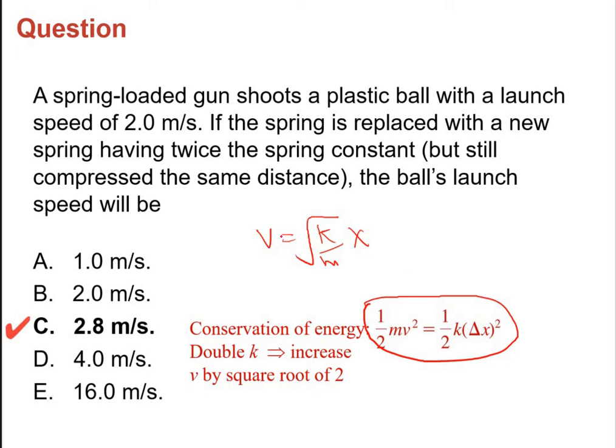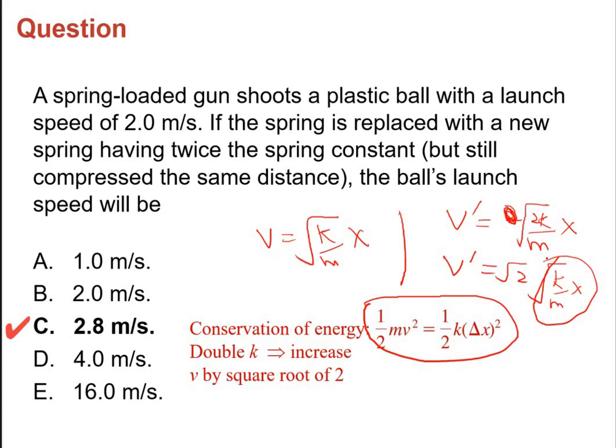So in the second scenario where you have doubled the spring constant, you have twice the spring constant times x. So you see that the square root 2 factor. You get v prime equals square root 2 times square root k over m times x. This is your old velocity v. So v prime is therefore equal to square root 2 times v. And so v is 2 meters per second multiplied by square root of 2, you get 2.8 meters per second.